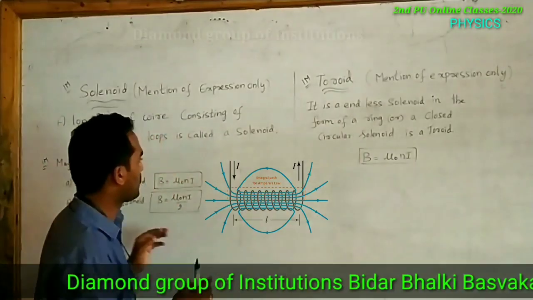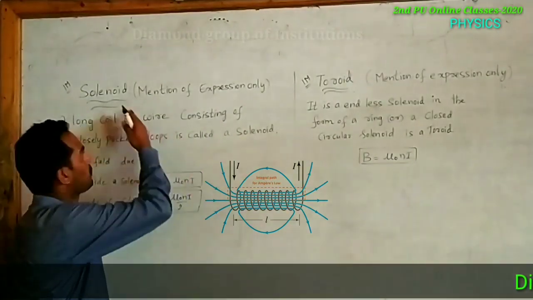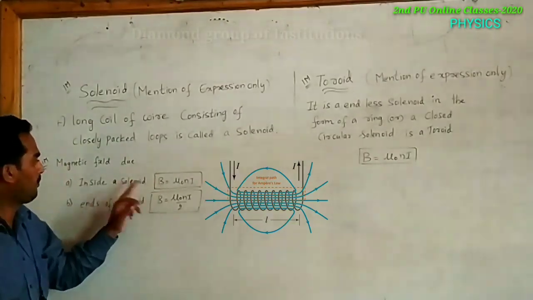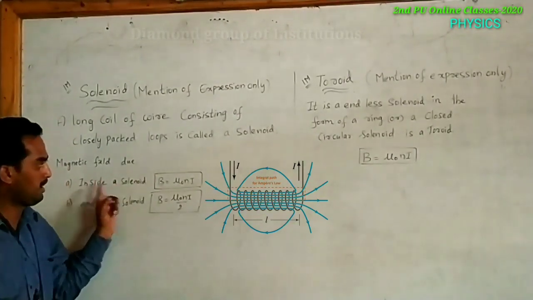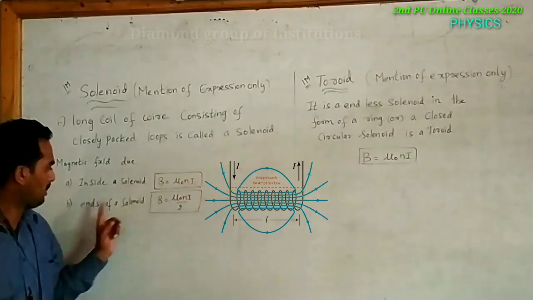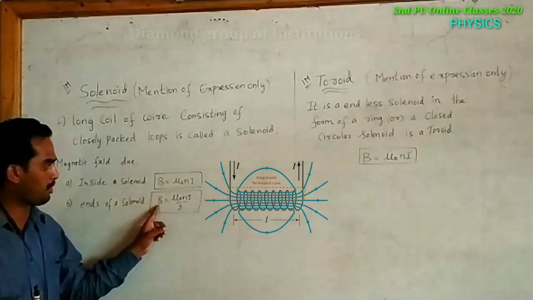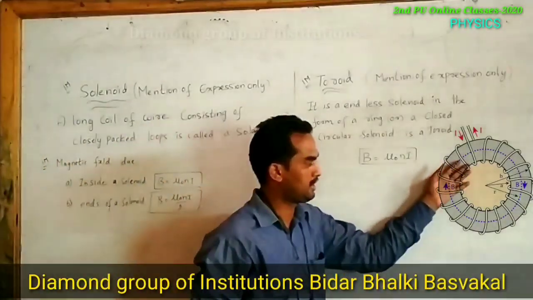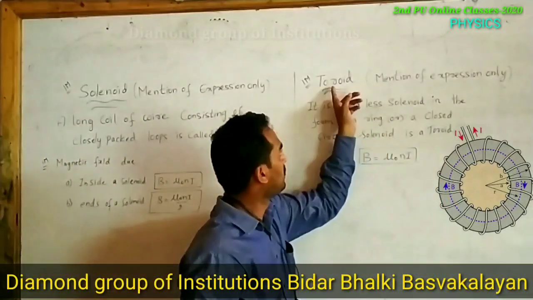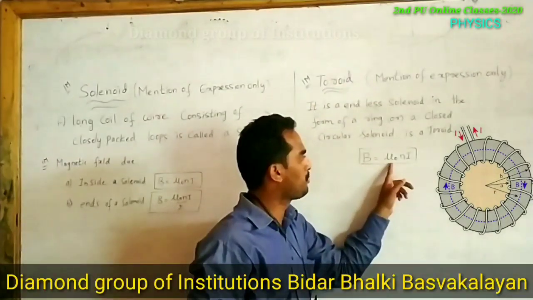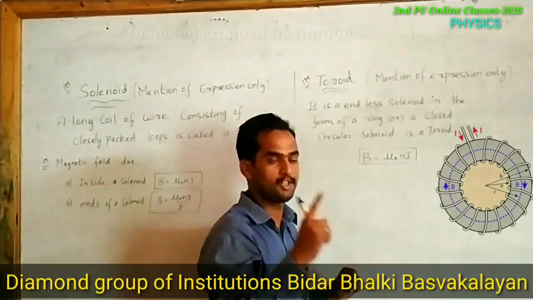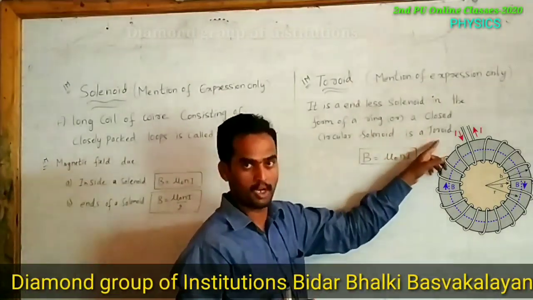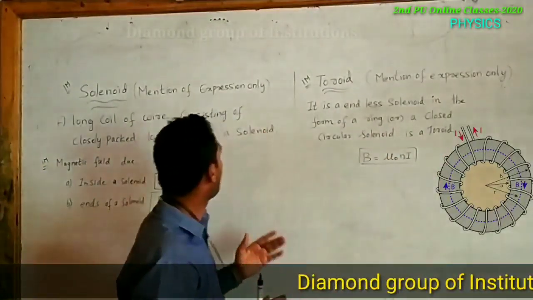And you can see the figure of the solenoid here, and the expression for the inside of the solenoid is B equal to mu naught n I, whereas for the end of the solenoid, B equal to mu naught n I by 2. For the toroid, you can see the figure here. The toroid expression is B equal to mu naught n I. The ring shape or round shape solenoid is called a toroid. The straight form is called a solenoid.